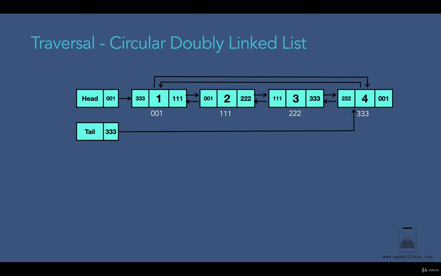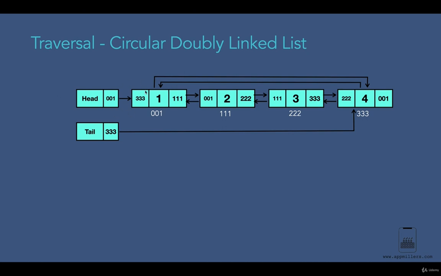Now in the last lecture, we have learned how to insert a new node in any given location in CircularDoublyLinkedList. Now in this lecture, we are going to look at traversal of CircularDoublyLinkedList. Here, the idea is the same. All we have to do is visit all elements of this CircularDoublyLinkedList one by one and print out their values to the console.